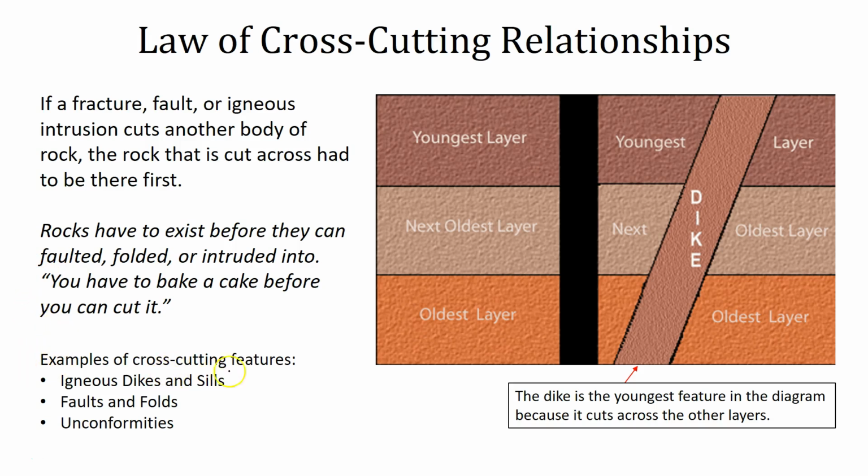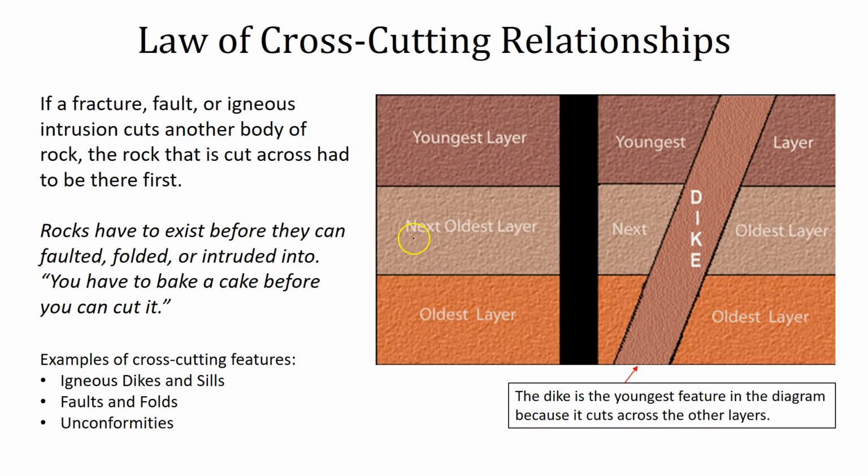Examples of cross-cutting features: I just mentioned igneous dikes and sills, which is what we have in our image over here. These are just little skinny pieces of igneous rock that come and cut across other layers or come up and sit between other layers. Faults are when we break our rock and it slides along that breakage plane. Folds are where we squeeze our rock and it changes the shape into big U and A shapes. And then unconformities are basically missing pieces of our rock record, which we'll talk about over in a couple of slides.